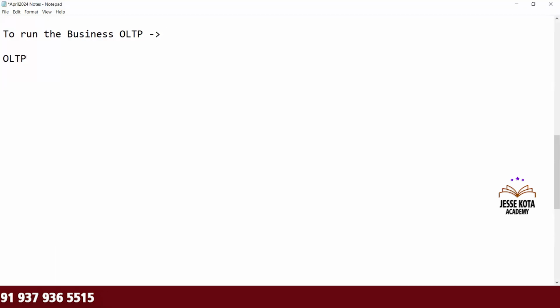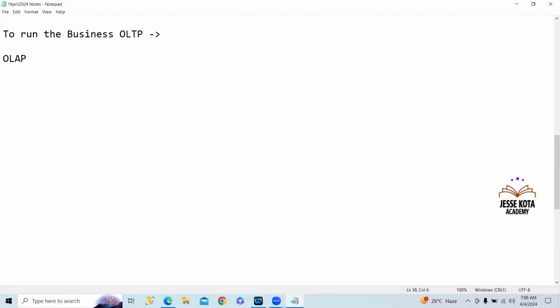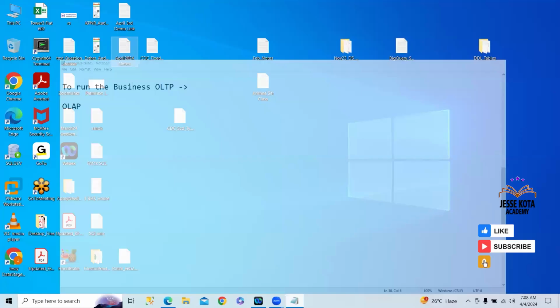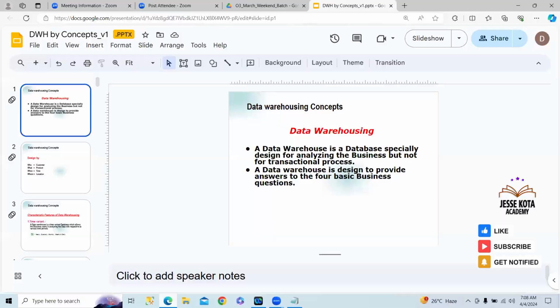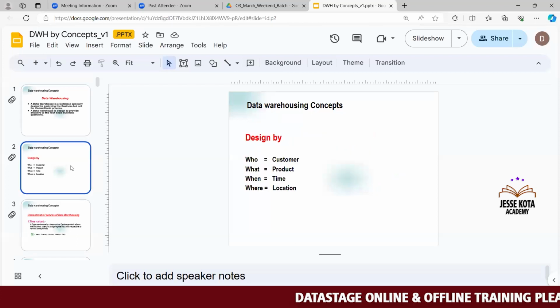But we are building data warehousing applications by using DataStage. So that is OLAP. OLAP is online analytical processing, analytical processing software. So here data warehousing is built to analyze the business. Whenever you are building any data warehousing application, you need to think of these four factors, why we are designing the data warehousing application.